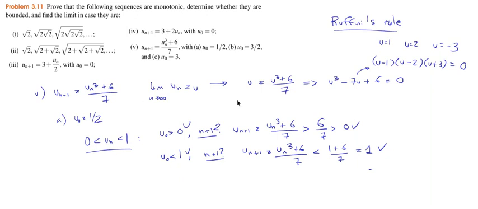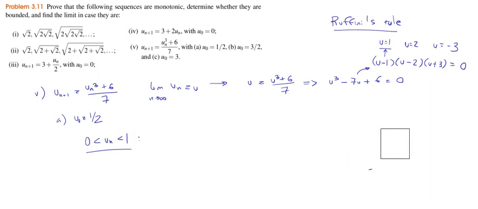Now, in order for us to test that the sequence is convergent to the only possible limit that could be here, which is 1, we need to prove that the sequence is increasing. So is the sequence increasing?